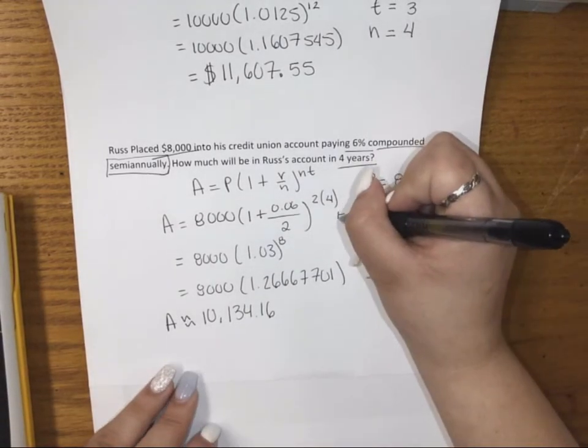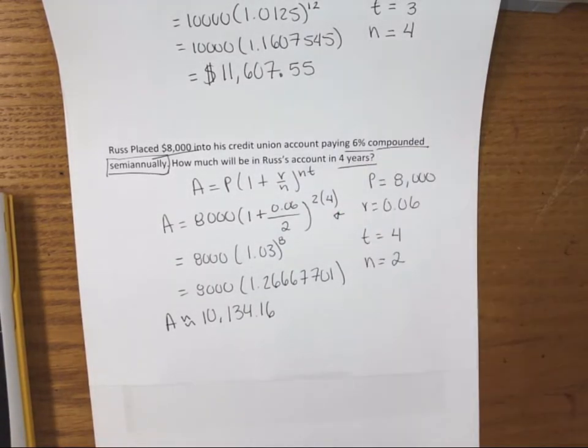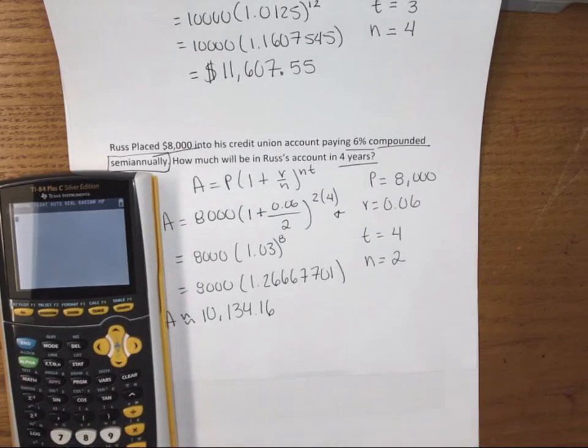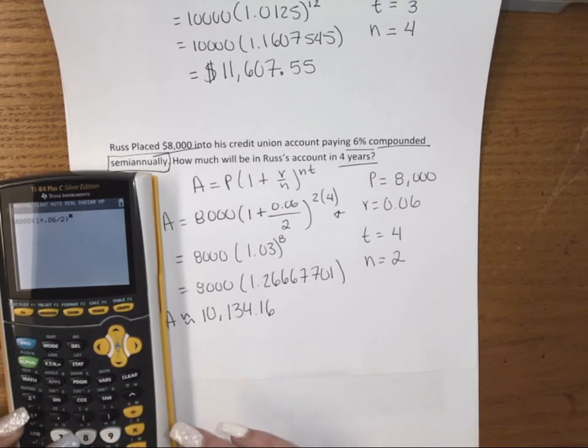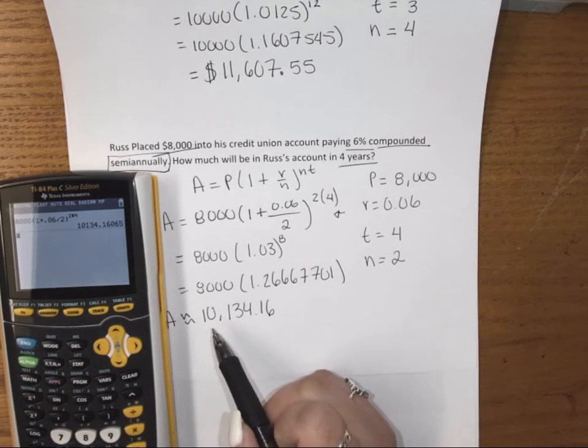The other way you can go ahead and do this problem, you can go ahead and plug all of this in at the same time in your calculator. You just have to be very, very careful of how you plug it in. So we have 8,000, 1 plus 0.06 divided by 2, all to the power of 2 times 4. So you can plug it out all at once, and you can see that we got the 10,134.16.